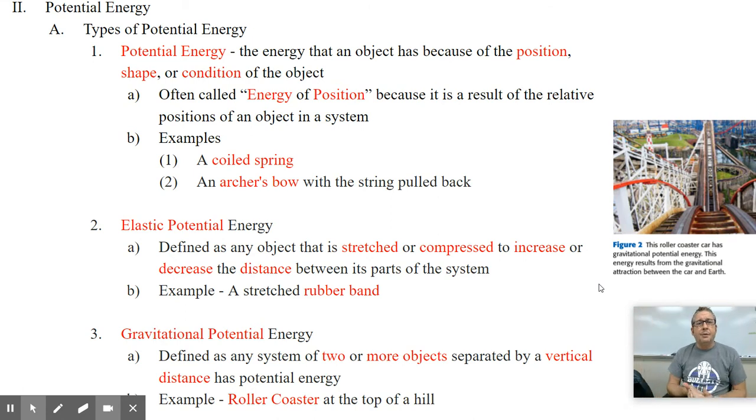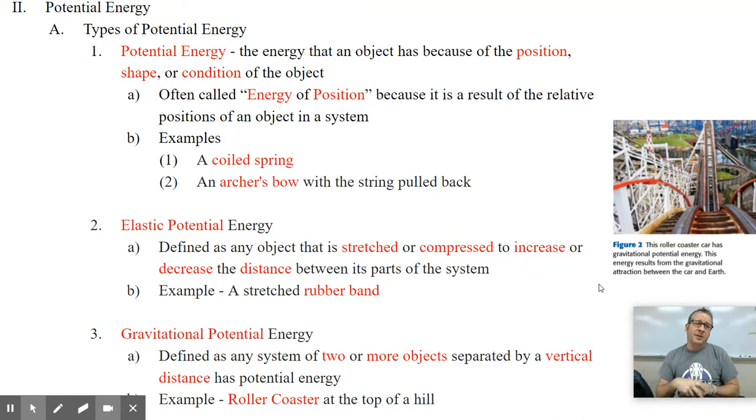Anyways, if you hold a rubber band in your hand, it doesn't really have any potential energy. You don't have that until you stretch the rubber band, and then you get elastic potential energy. It increases the distance between its parts of the system, and so you have energy stored in that stretched rubber band.